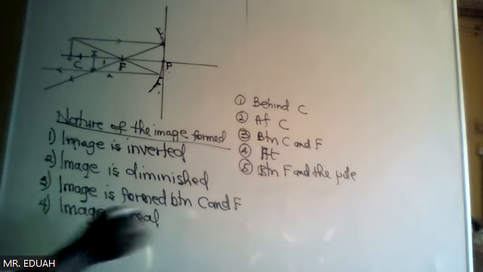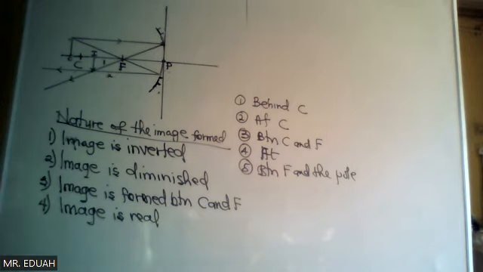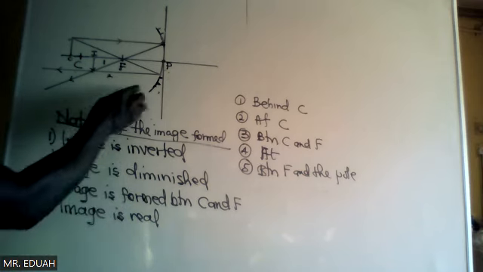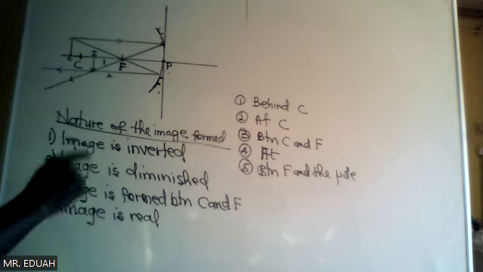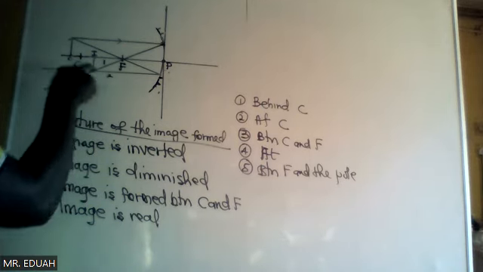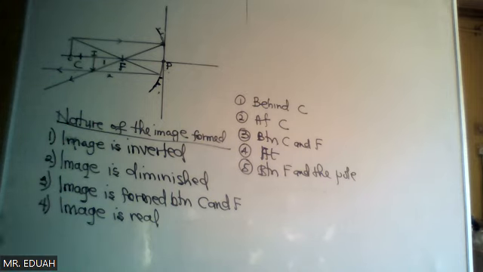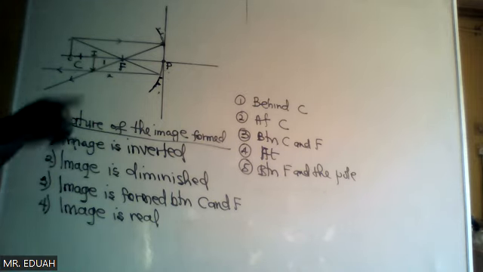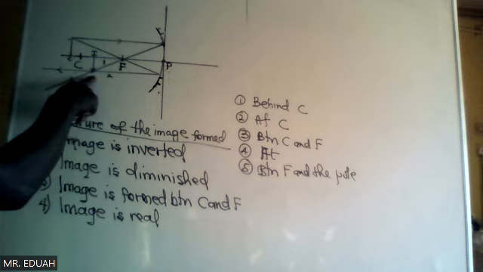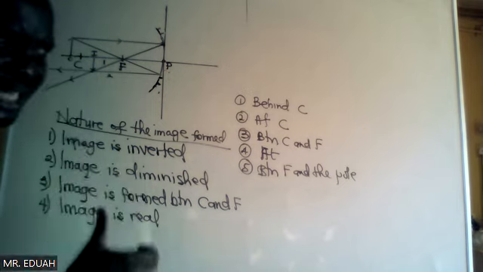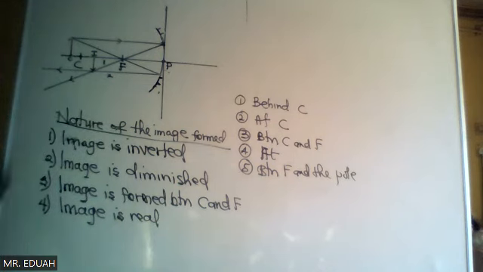Why is it real? Please, it is in front of the mirror. Yes. One, because it is formed in front of the mirror. Two, because it is formed as a result of the actual intersection of reflected rays. You see, we had two reflected rays meeting at a point to form this. So the reflected rays actually converge at a point to form the image. Okay.